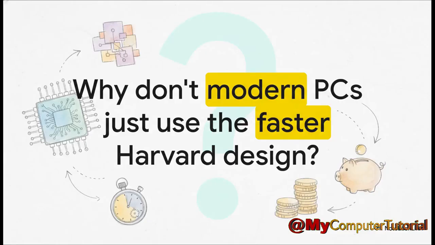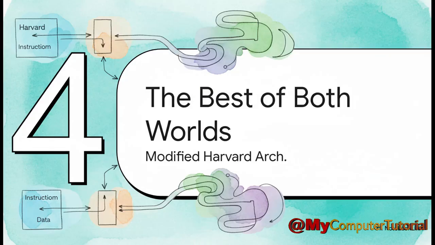So that leads to a really interesting question. If the Harvard design is so much faster, why don't our super powerful modern PCs just use that for everything? It's worth thinking about that balance between raw performance, complexity, and of course, cost. Well, the answer to that question leads us right to the solution we use today. It's this really ingenious compromise that gives us the best parts of both designs. It's called the modified Harvard architecture.